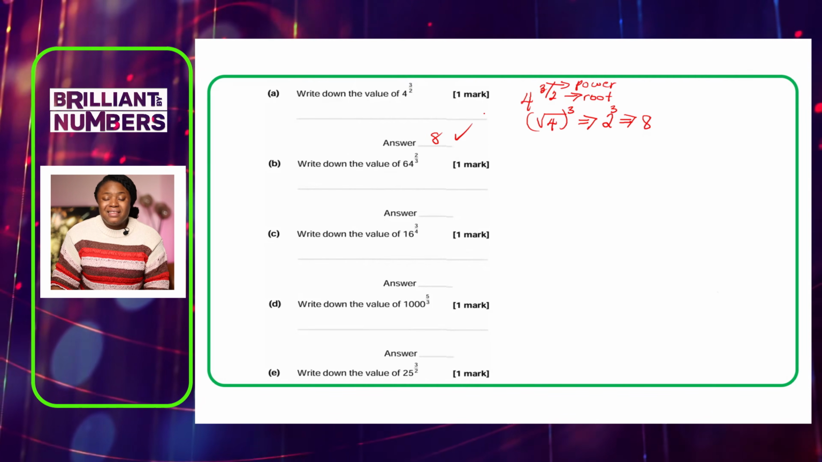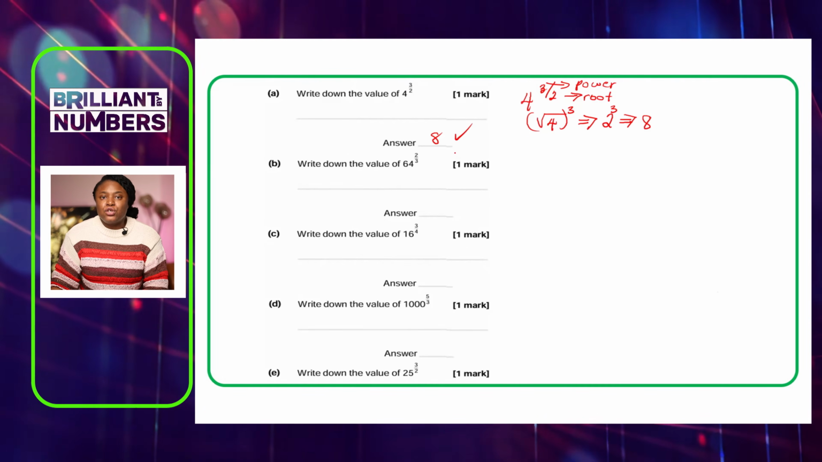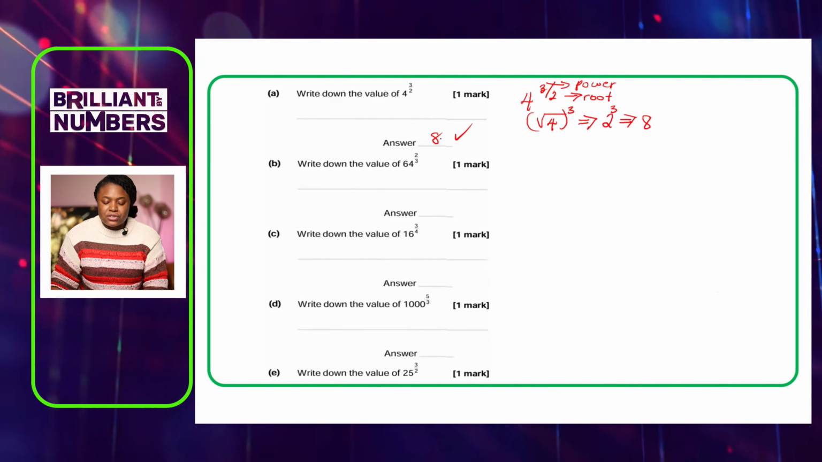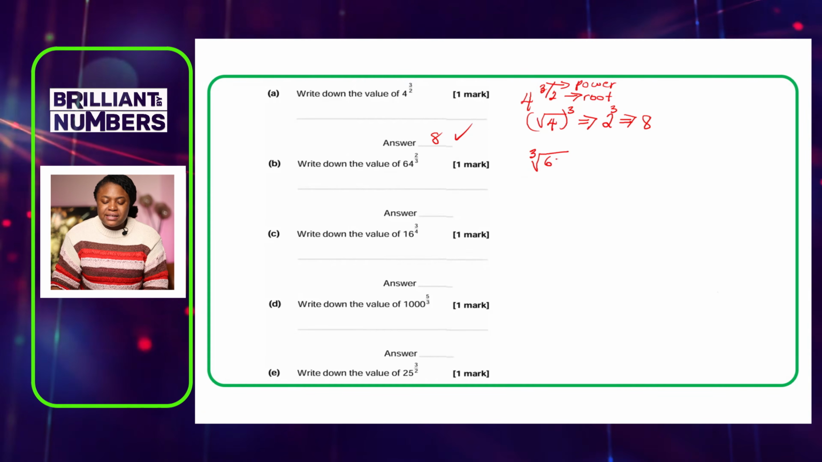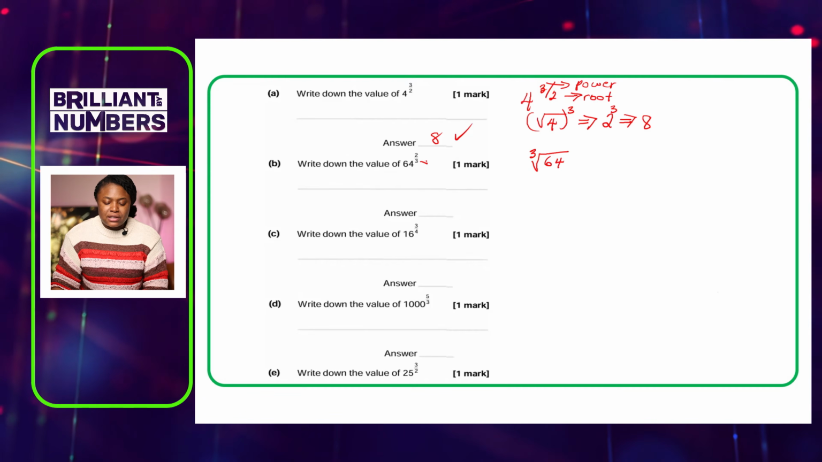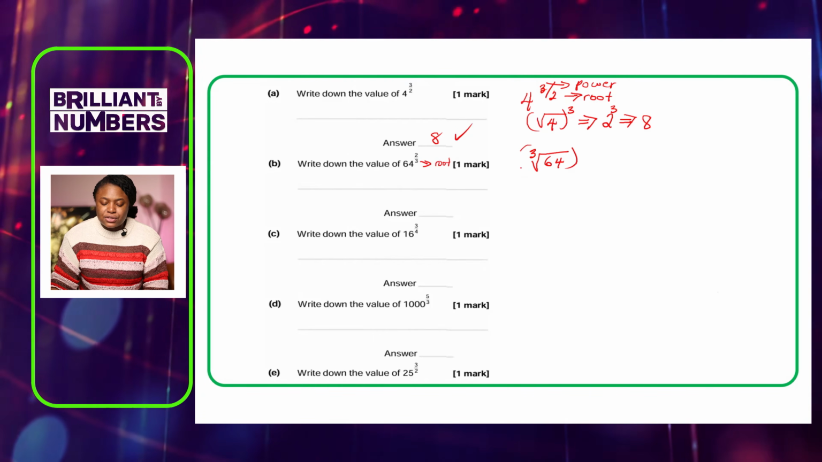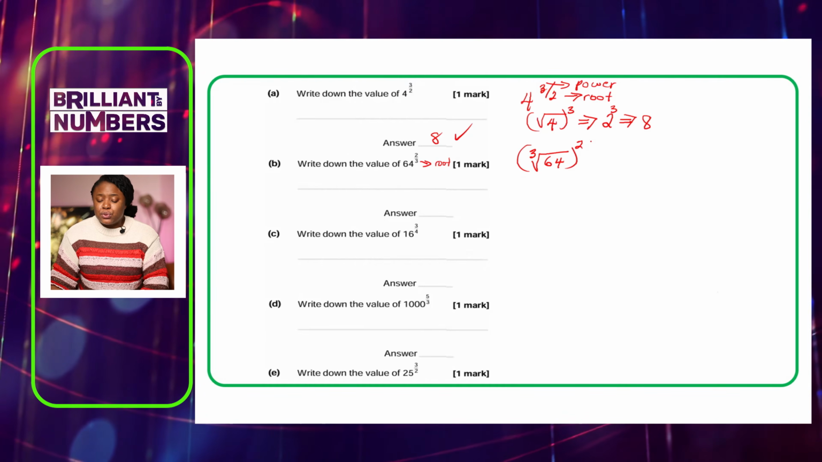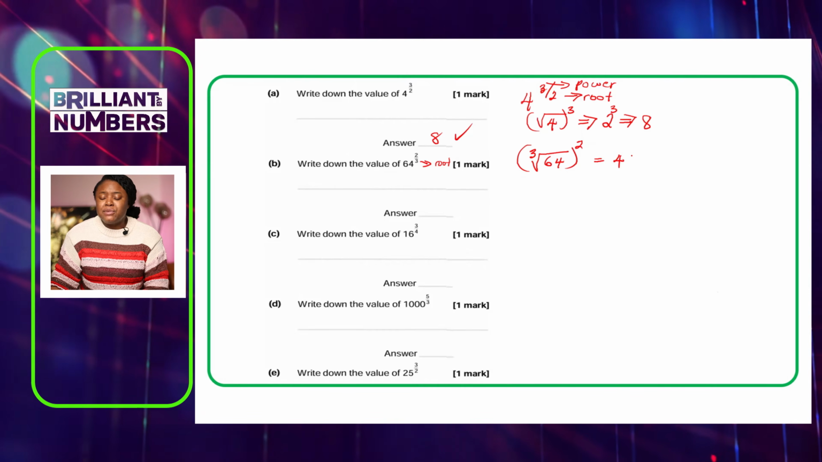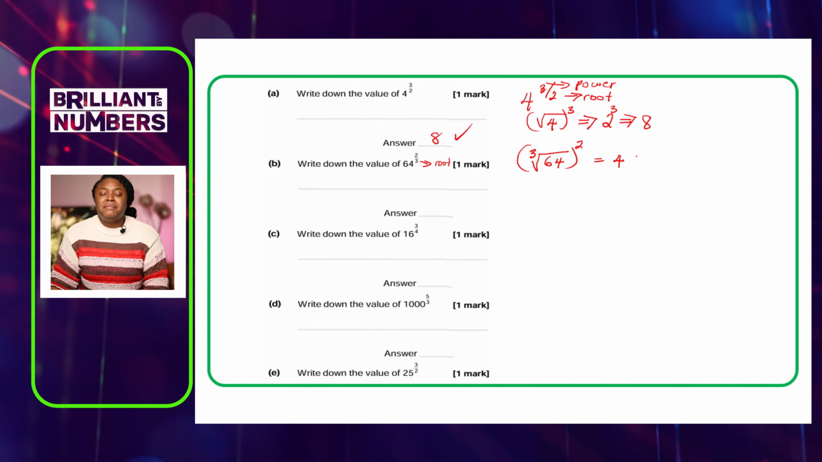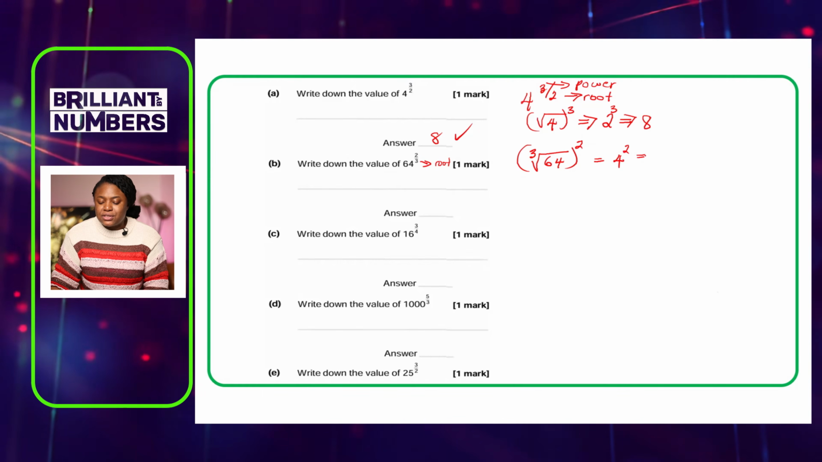Now for part B, the same principle applies. We're given 64 raised to a power of 2/3. So this means that we need to cube root 64. Remember, that's our root. And then we need to square the answer. So the cube root of 64 is 4, since 4 times 4 times 4 makes 64. We then need to square that answer.